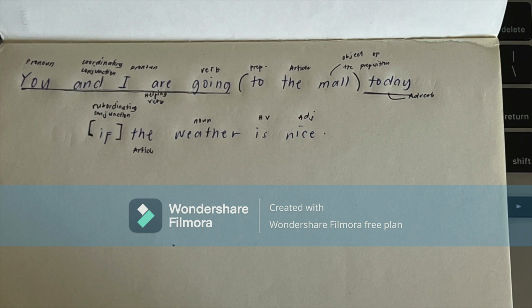You and I are going today is underlined. This is because it can stand on its own even without the phrase to the mall or even without if the weather is nice. These words make the structure complete. The phrase the weather is nice is just there to add more context to the sentence you and I are going today. As you can see, this sentence is a type of conditional sentence. Thus, the subordinating conjunction if is used in this sentence. The subordinating conjunction if is also enclosed in a bracket because it is the structure word that is being solved.